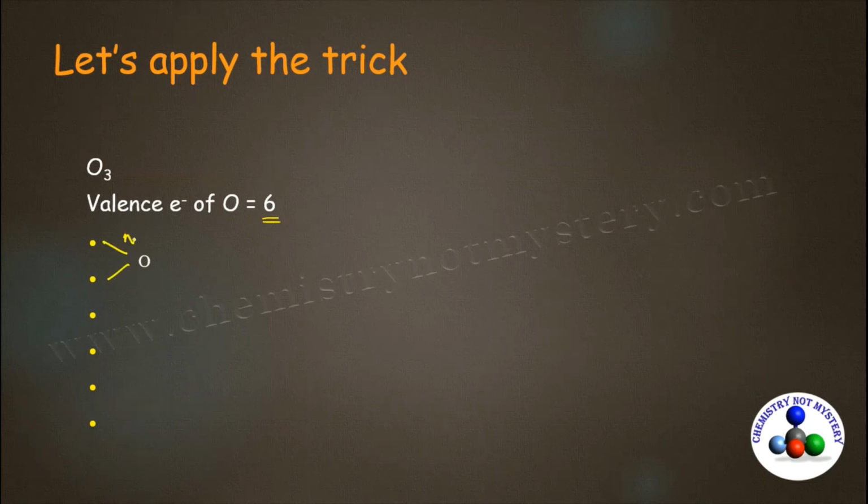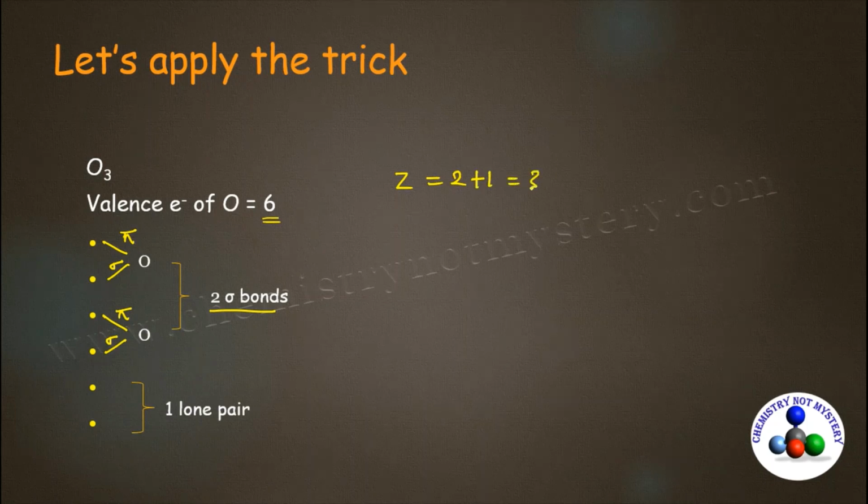Now come to the other example, O3. In O3, oxygen is the central atom and it has 6 valence electrons. So first of all, draw 6 valence electrons of oxygen. Here oxygen is a divalent atom that is bonded to the central oxygen. So one oxygen will utilize 2 electrons of oxygen for the formation of one sigma and one pi bond. The other oxygen also utilizes 2 electrons for the formation of one sigma and one pi bond. So in this way, it will form 2 sigma bonds and there is one lone pair. So you will get Z is equal to 2 plus 1 is equal to 3.